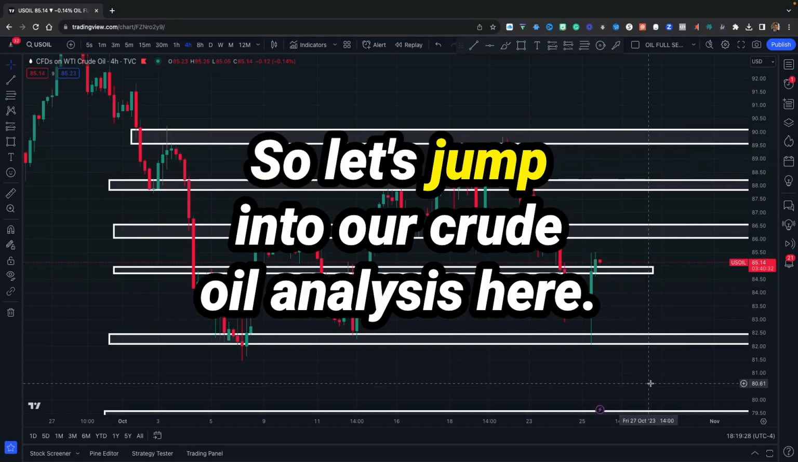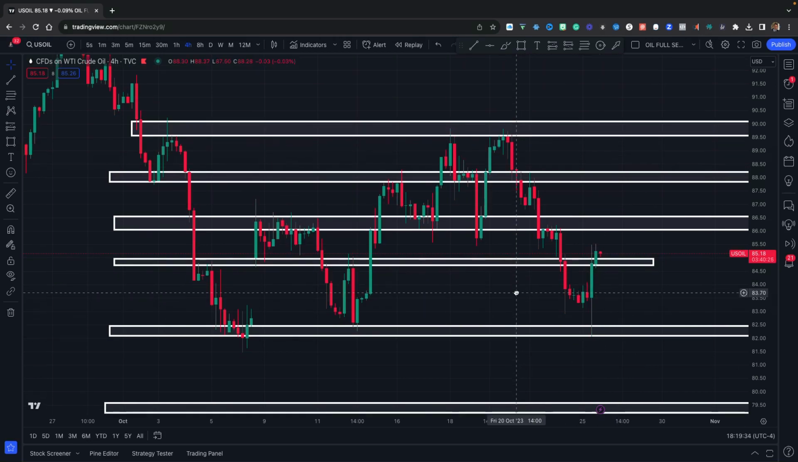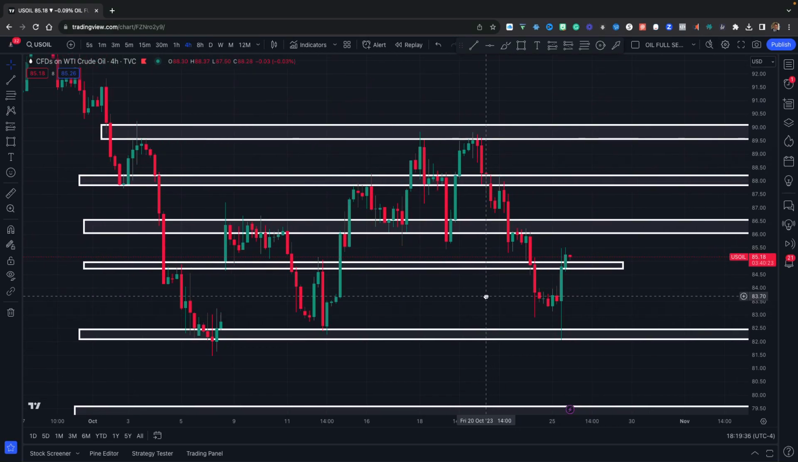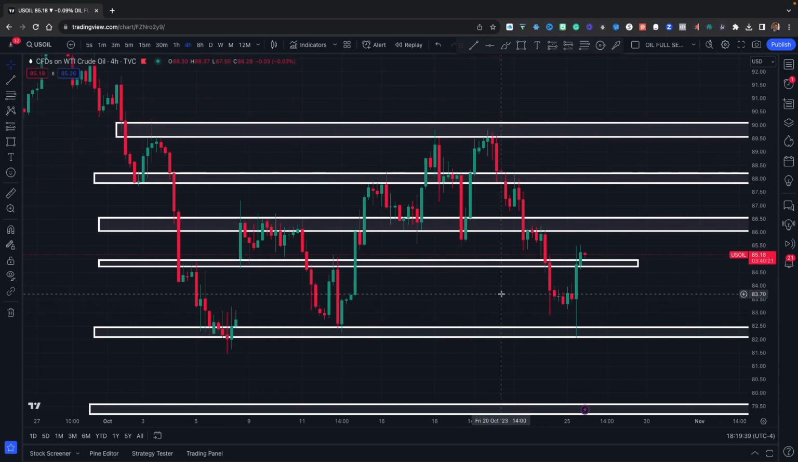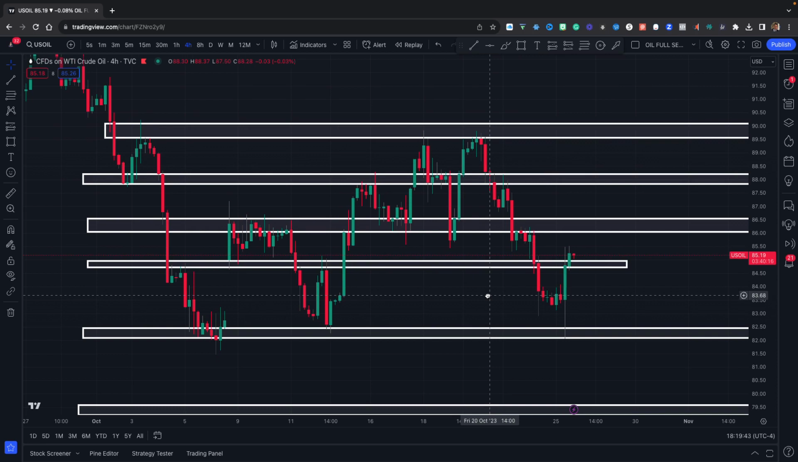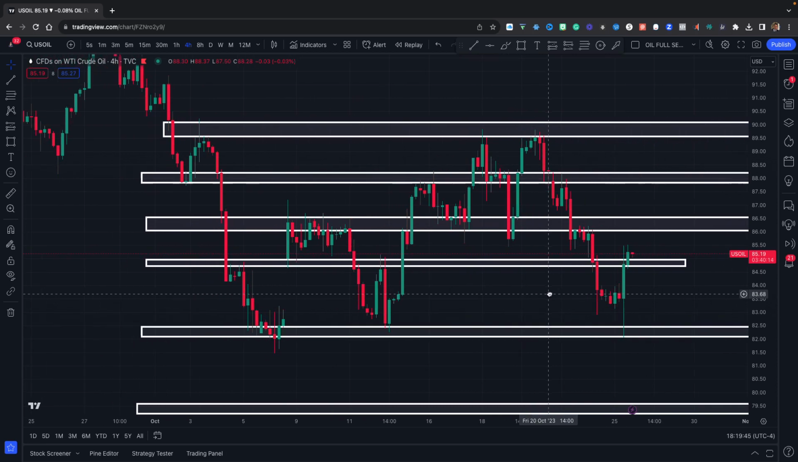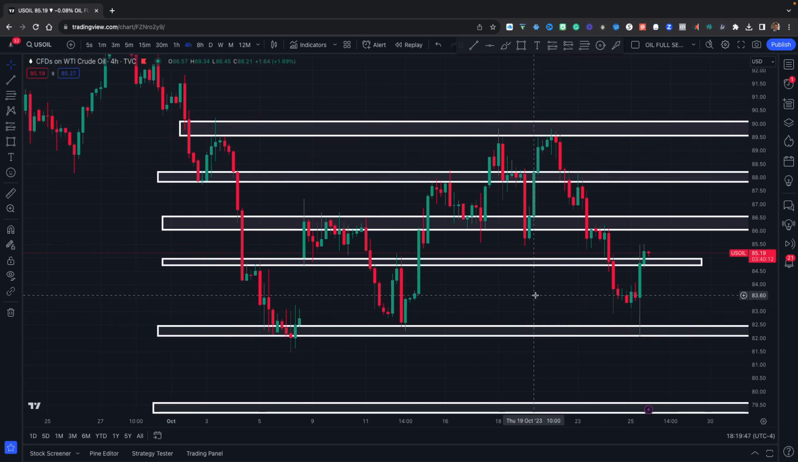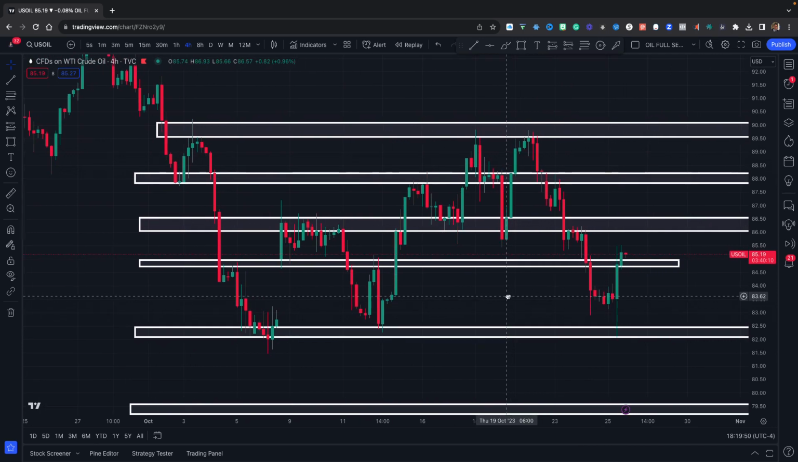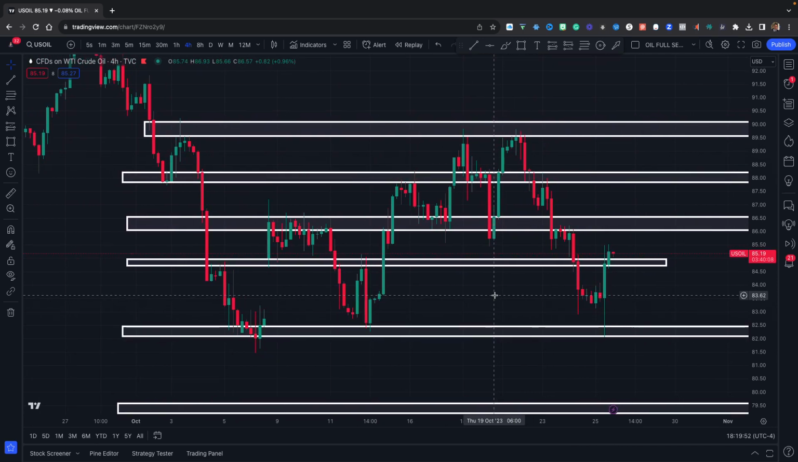So let's jump into our crude oil analysis here. Now I am giving you these zones, and these are the zones that you are going to play with if you are trading over the next 12 hours. And I want to show you how price kind of reacted. I am sitting on the 4-hour chart, and I am going to walk you down a couple of time frames because these zones are meant for you to catch.